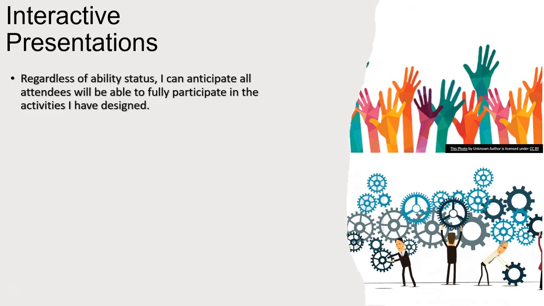Regardless of ability status, I can anticipate all attendees will be able to fully participate in the activities I have designed. Just think about something where you would want people to stand and sit or raise their hand. Think through if someone had a disability, or if someone was experiencing something in their life, even if it was temporary, where they wouldn't be able to fully engage in that activity, how would you plan for that? How would you still make sure that person is included?